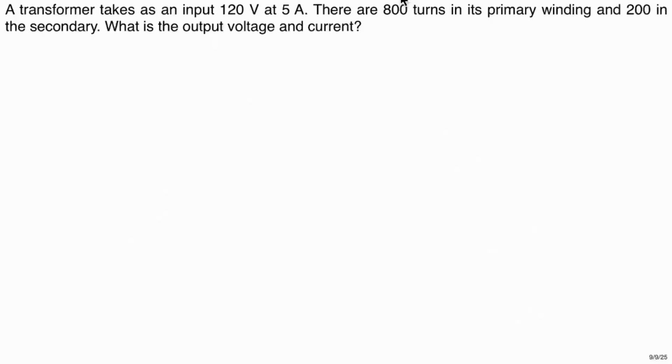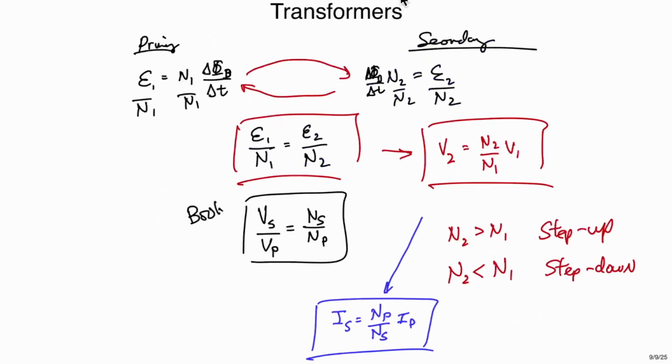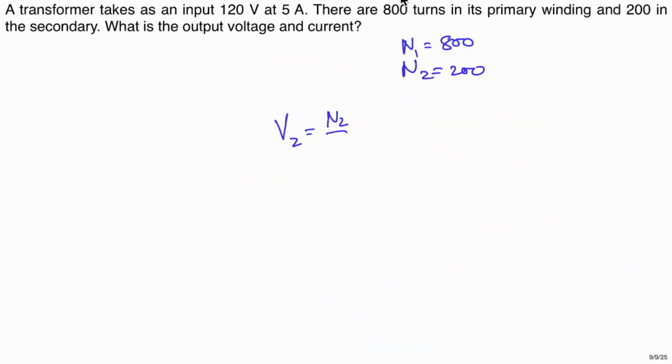800 turns in the primary, right? So the primary is 800. Secondary is 200, right? What's the output voltage? Well, they're asking me for the voltage in the secondary. Well, that was the number of turns in the secondary divided by the number of turns in the primary times the voltage in the primary. Well, N2 was 200, 800 in the primary, right?